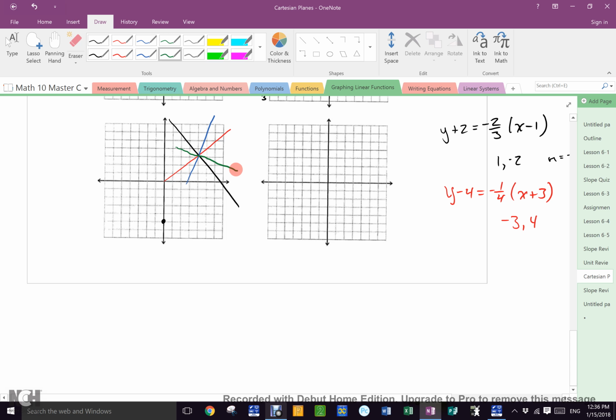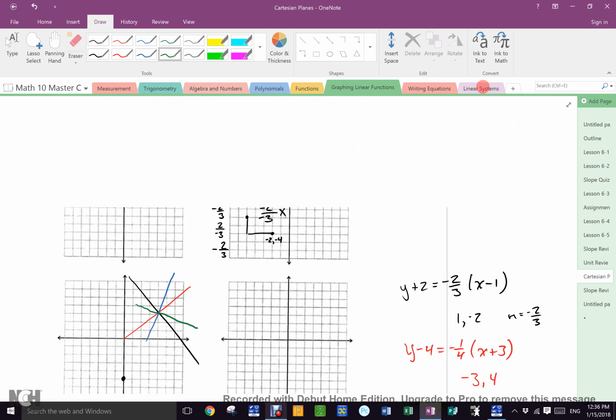How many lines did I draw? 4. Do they all go through one point? So there is one solution to how big a system? A 4 equation system. Does everybody understand? Everybody cool? All right. That makes a guy happy.